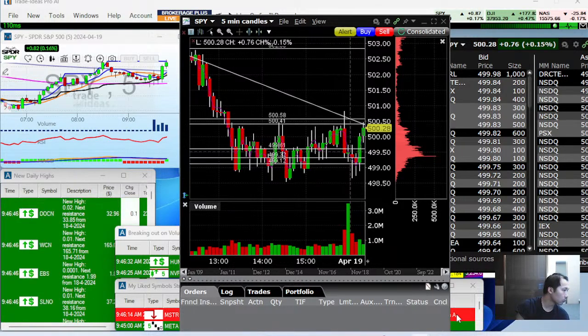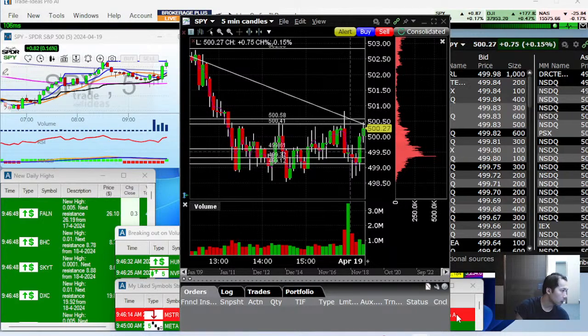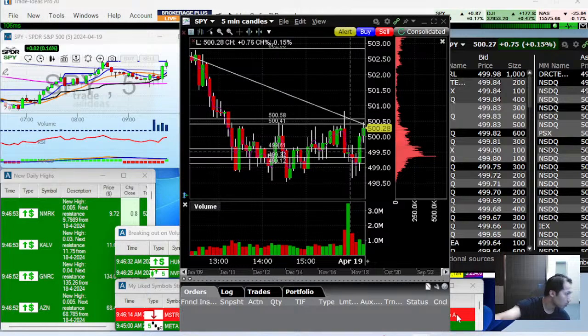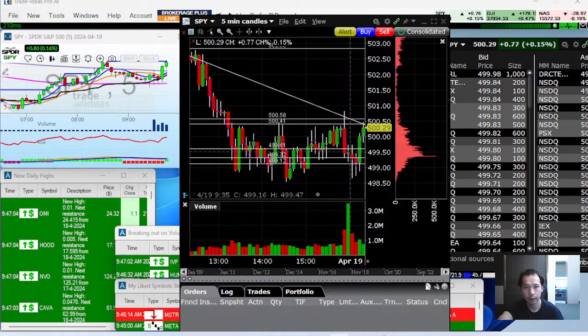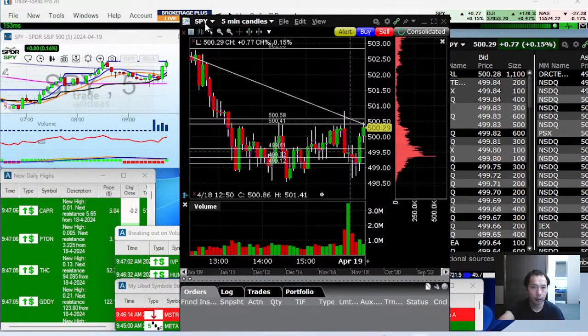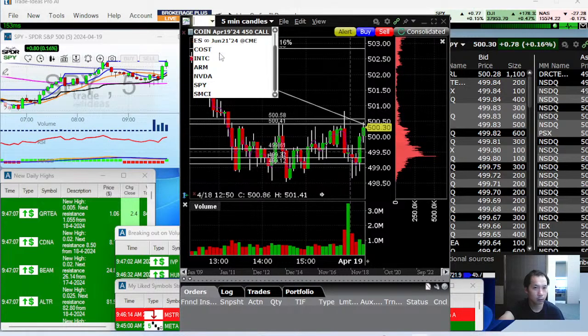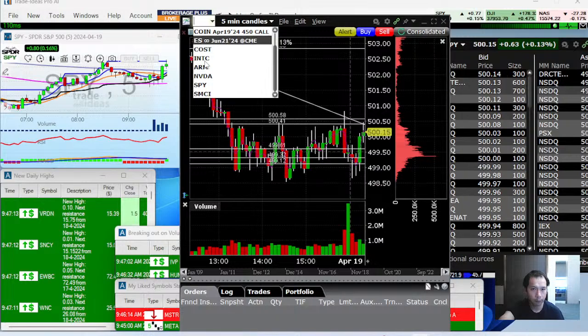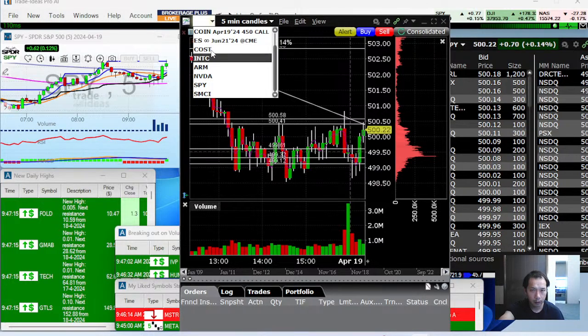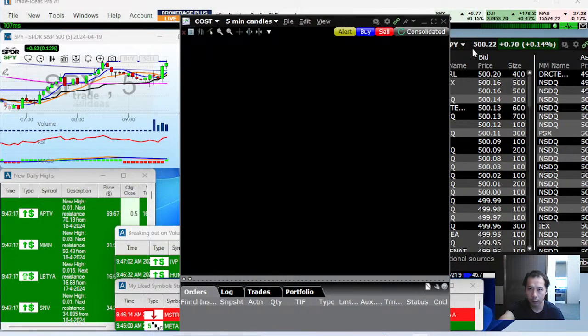Okay, so yeah, we're seeing that this is interesting. This is perhaps some sort of setup for next week. So let's take a look at some stocks.